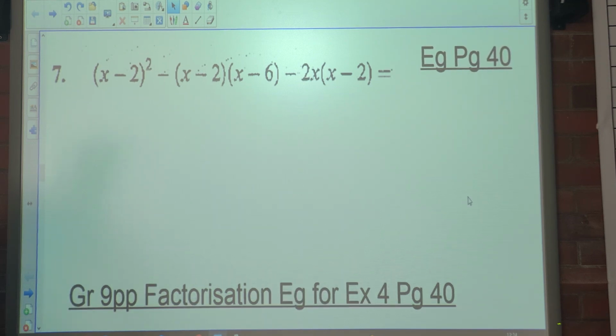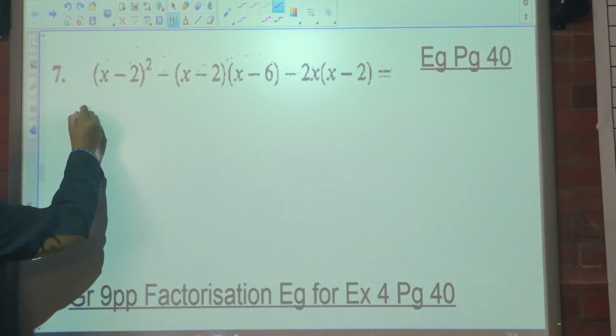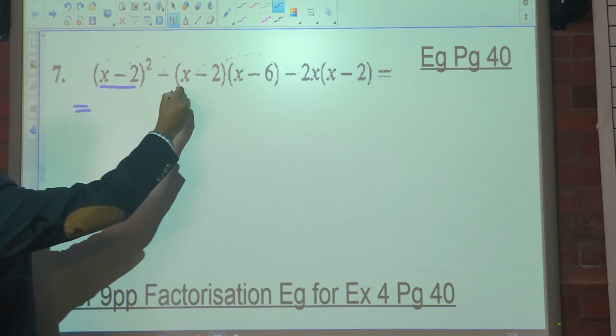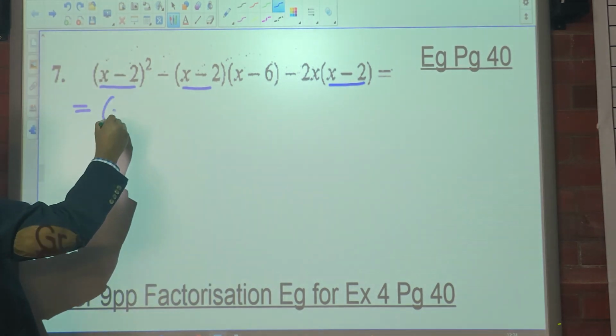Number 7, we've got x minus 2 all squared minus x minus 2 into x minus 6 minus 2x into x minus 2. What do we notice here? Common bracket. So what is common? X minus 2. So we'll take x minus 2 out.